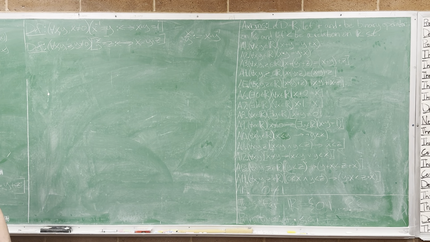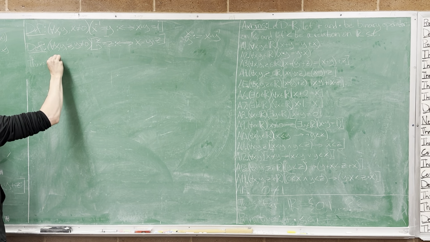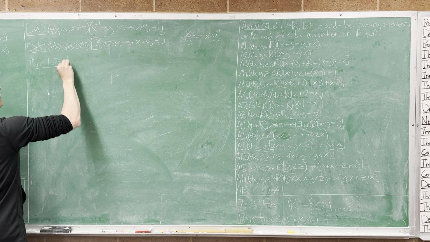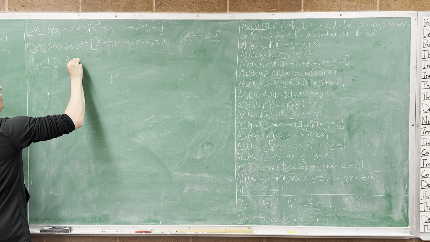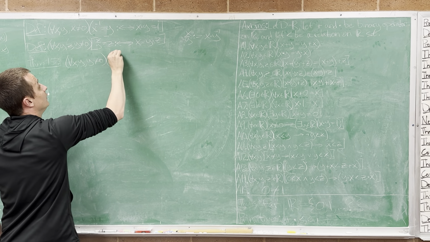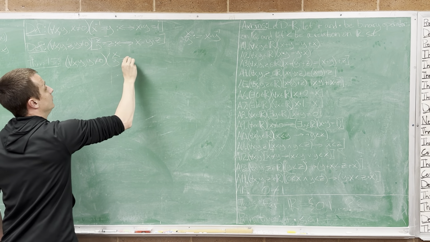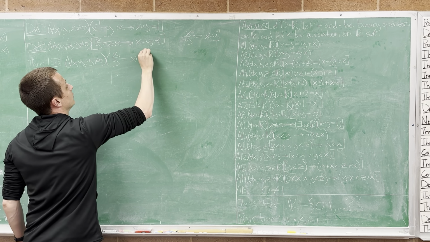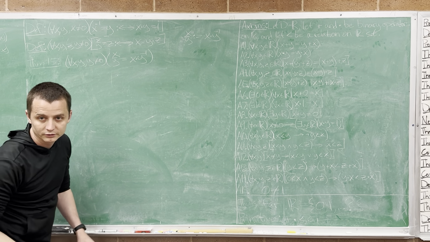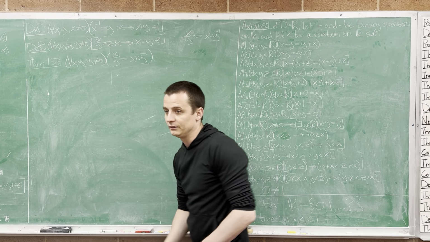So we're going to prove that as a theorem. We're going to show that this gives us this. That's our next theorem. What number is it? Theorem 15: for all x and y, where y is not equal to 0, x divided by y is equal to x times y inverse. So that's our next proof. All right.